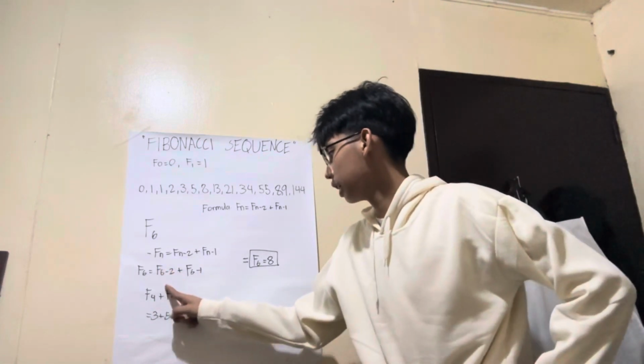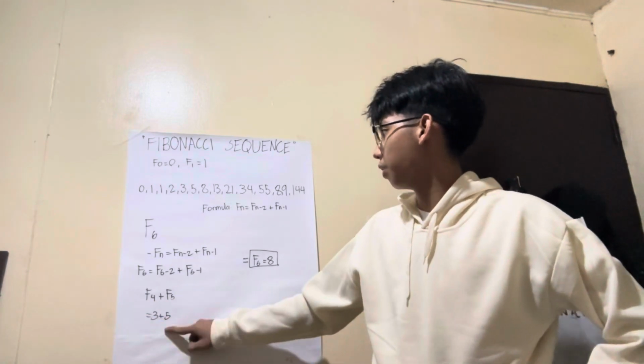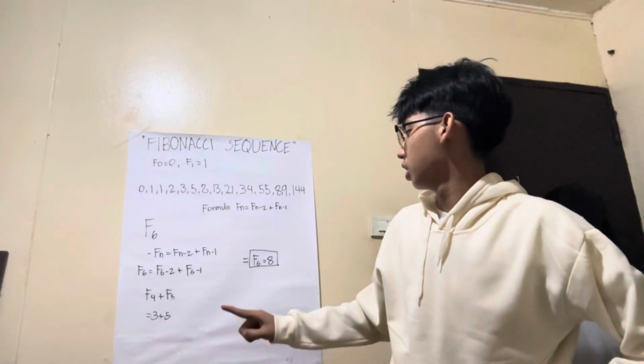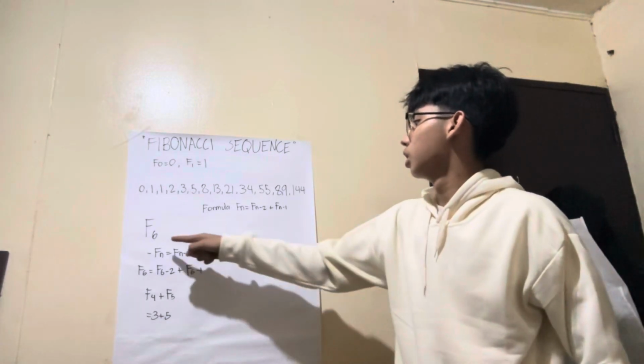So, ang ating fourth term ay 3. Our fifth term is 5. So, 3 plus 5 is equal to 8. So, ganun lang siya kadali. Ganun lang natin kadali makuha yung 6th term.